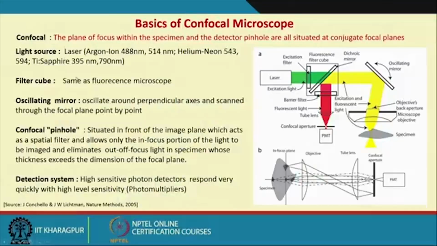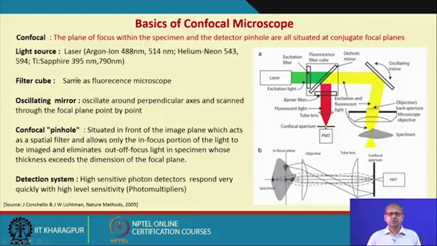Filter cube configuration is the same as that of a wide field microscope in general, but there is a lot of sophistication available nowadays. Then the oscillating mirror. What is its function? It oscillates around the perpendicular axis and scans through the focal plane point by point, or pixel by pixel, you can say.